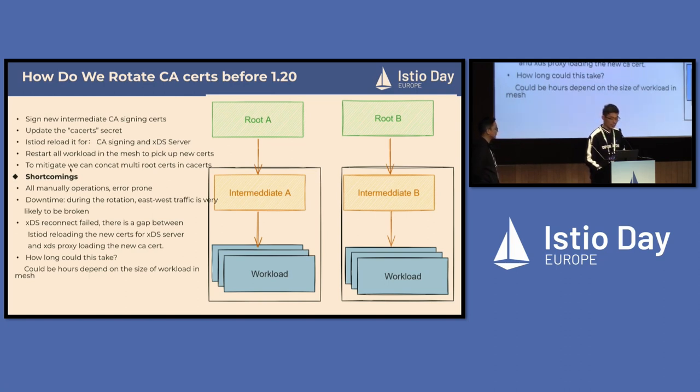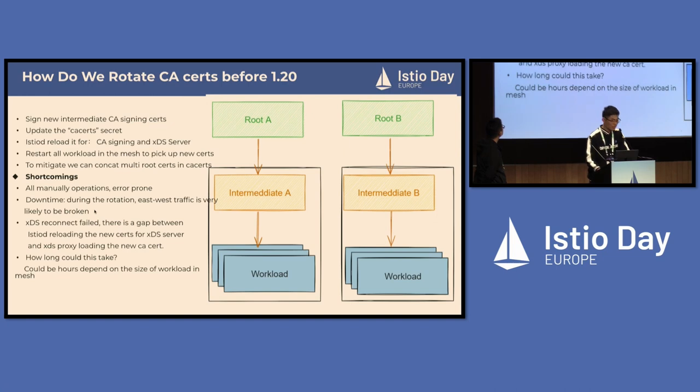To mitigate, we can concatenate multiple root certs in cacerts, but this relies on the multi-root feature support. I think this feature has been around for a very long time, from about 1.6. Yeah. Okay, but there are some shortcomings here. All manual operations, and this is error prone.